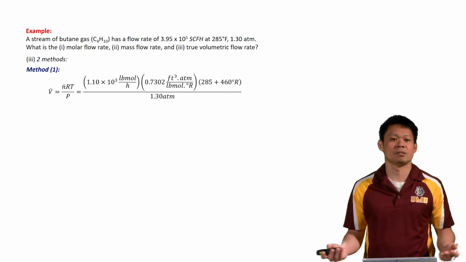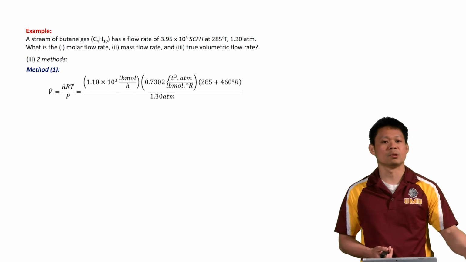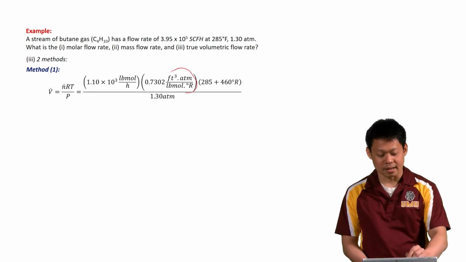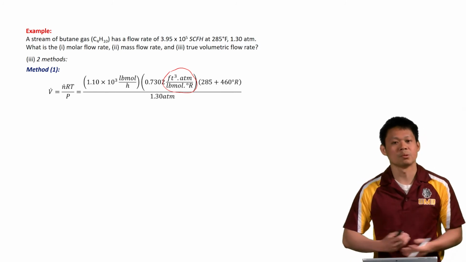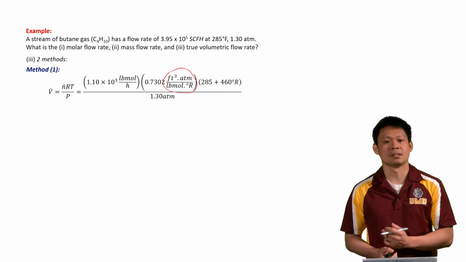V is equal to nRT over P. We know the n dot from our part 1. We found the molar flow rate. In this case, I picked a gas constant that has rather odd units, mostly English units. So I just want to make sure that everything units-wise is consistent.